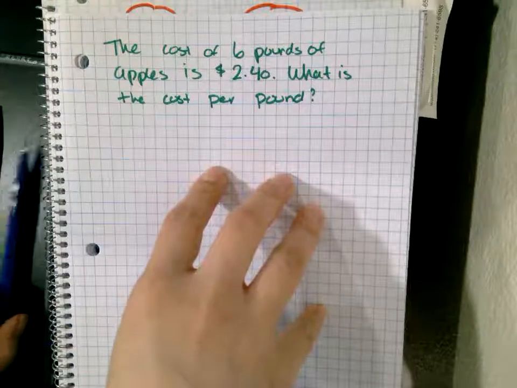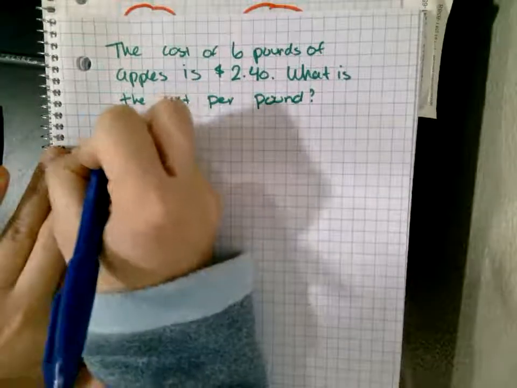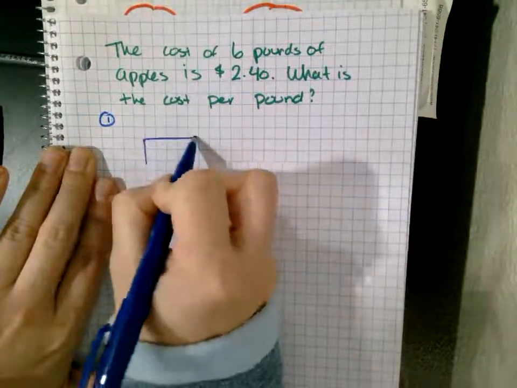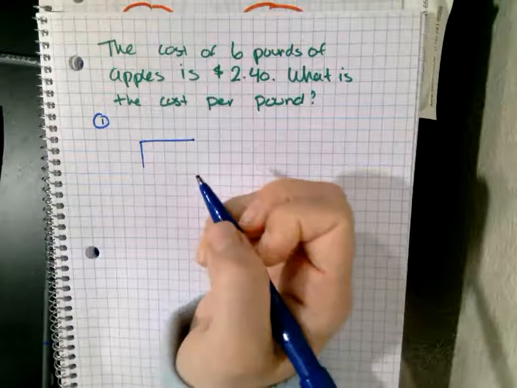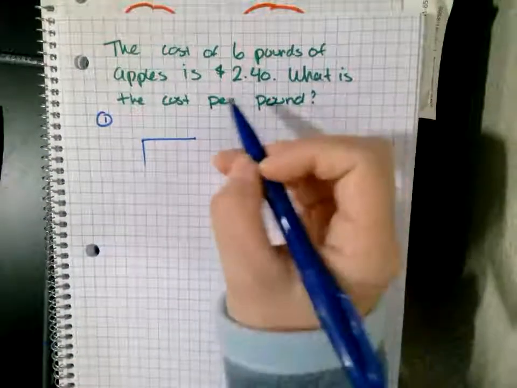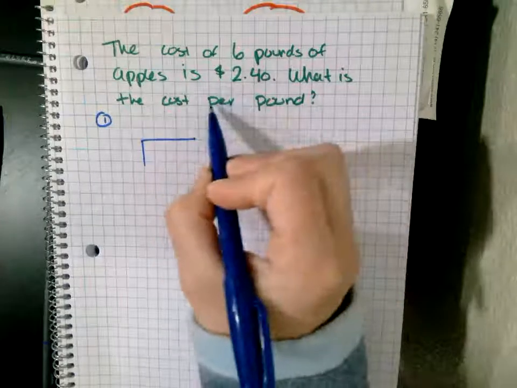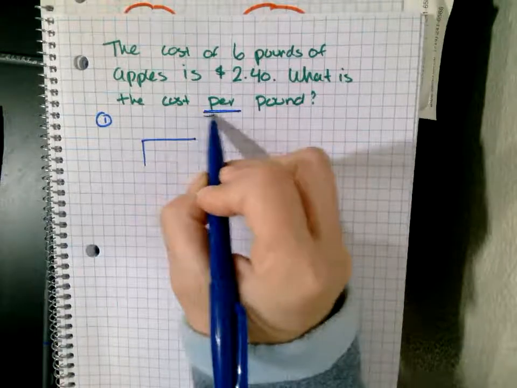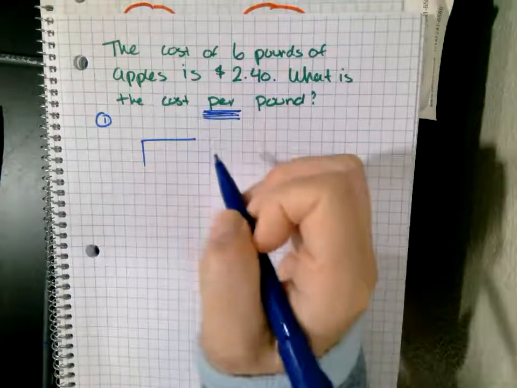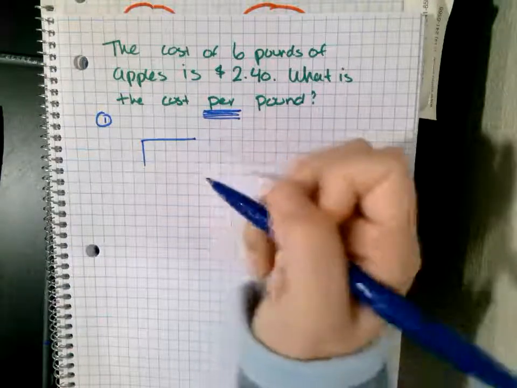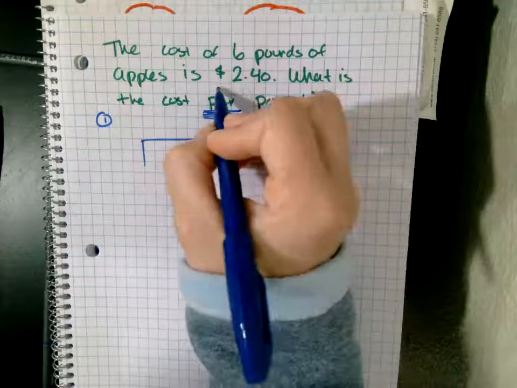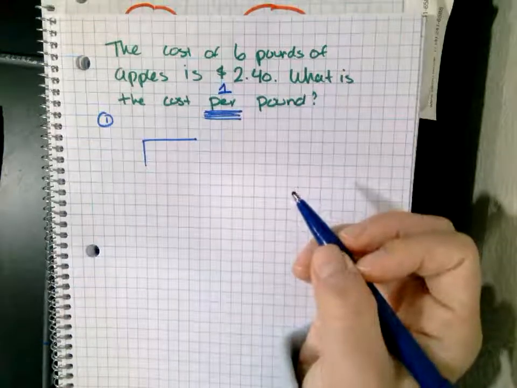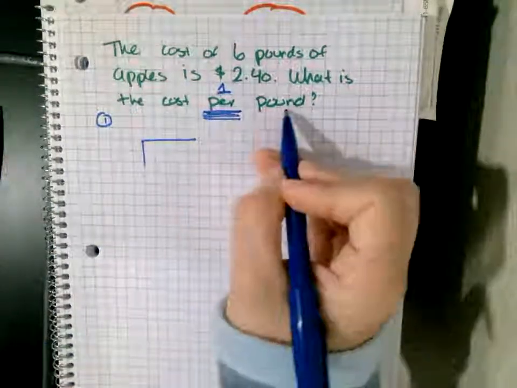All right. So first step is to divide. Which number goes inside? Which number goes outside? Oh, per. Does everybody understand what the word per means? What is the cost per? Does anybody know what per means in math? It means 2 things, but in this problem, 1. Yes. Per means 1 pound, right? Oh, so it's 1 pound.